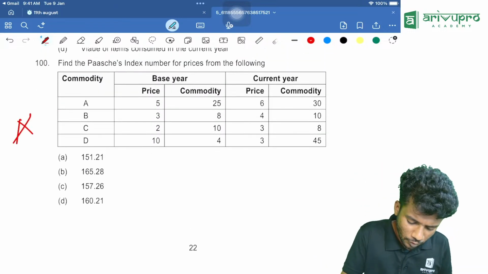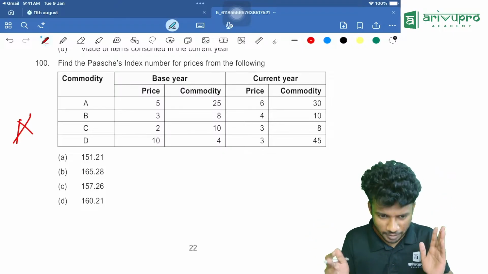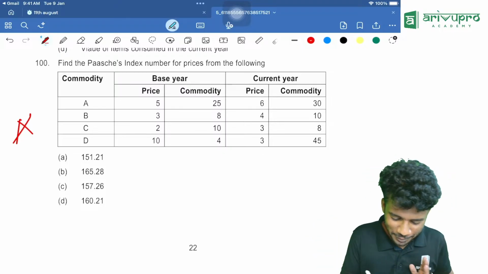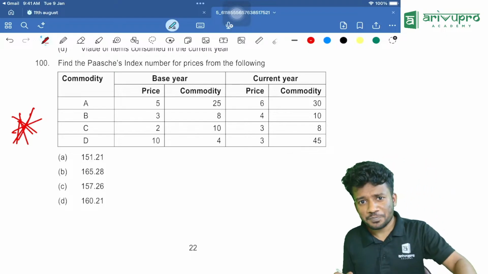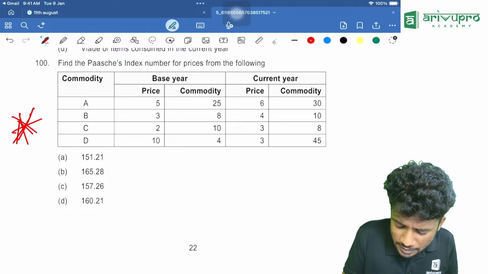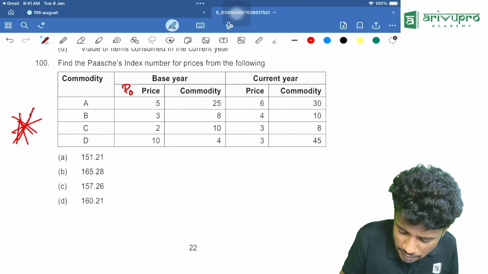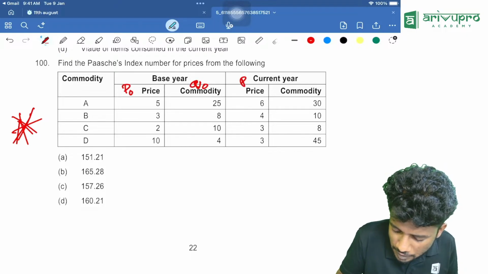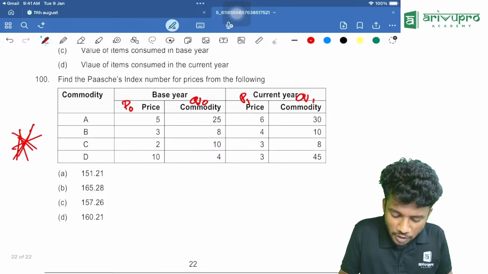Actually, the options are wrong. Whatever you find, you will not get the answer. The options are all wrong, but we will go for the nearest answer. Check. The base year is given. So P0 is there, then Q0, then P1, then Q1. We need to find what?